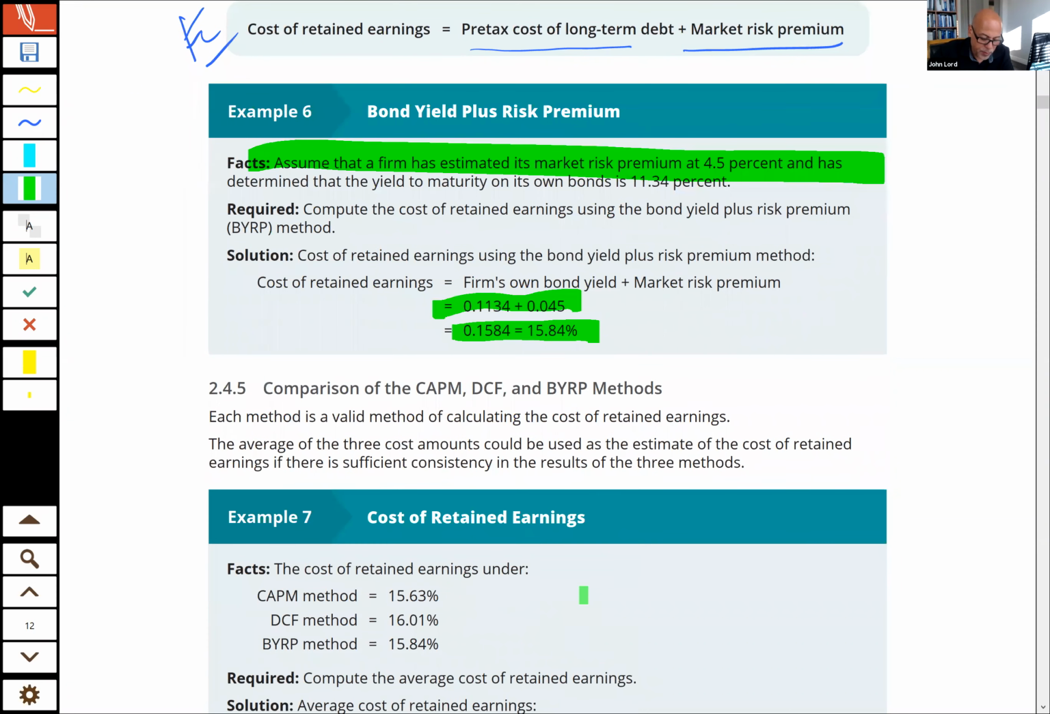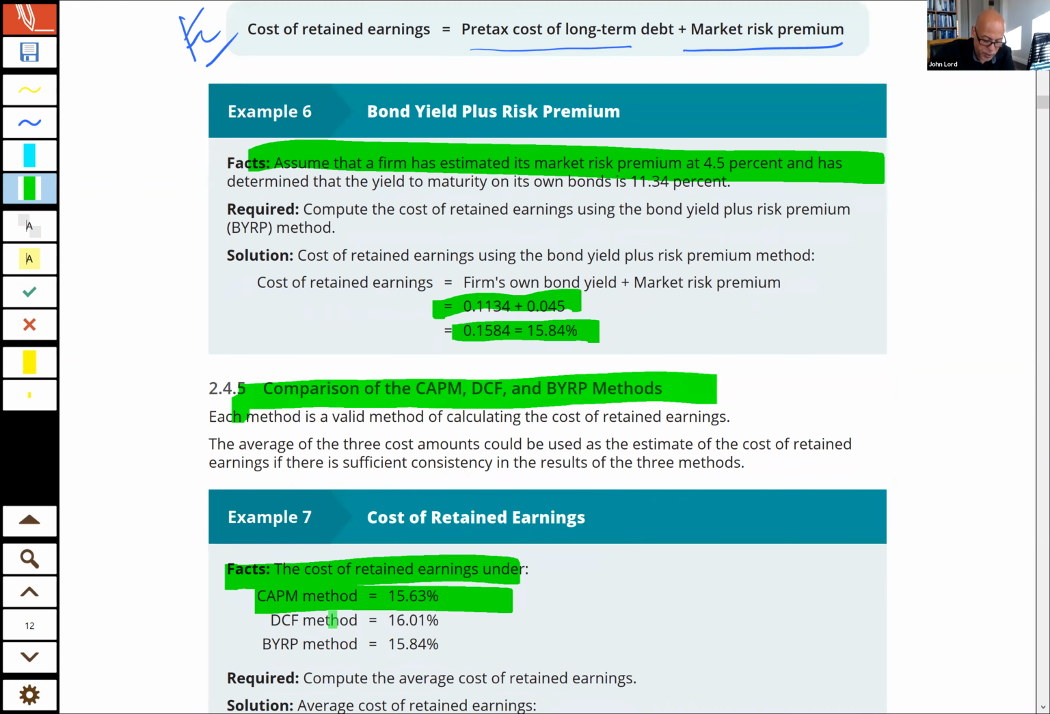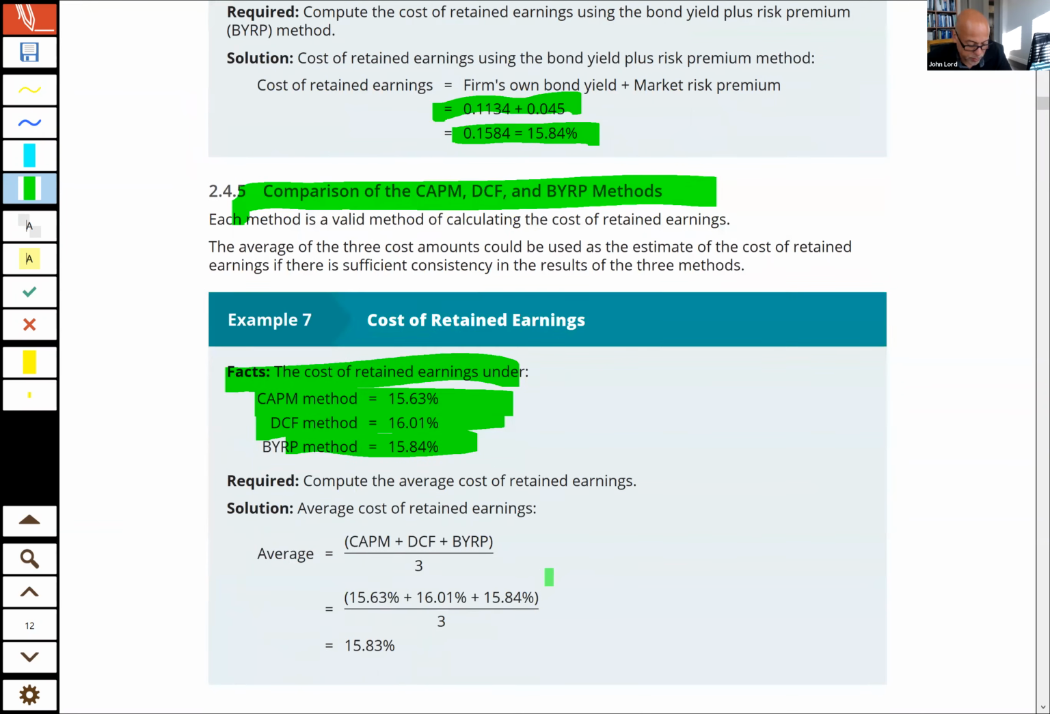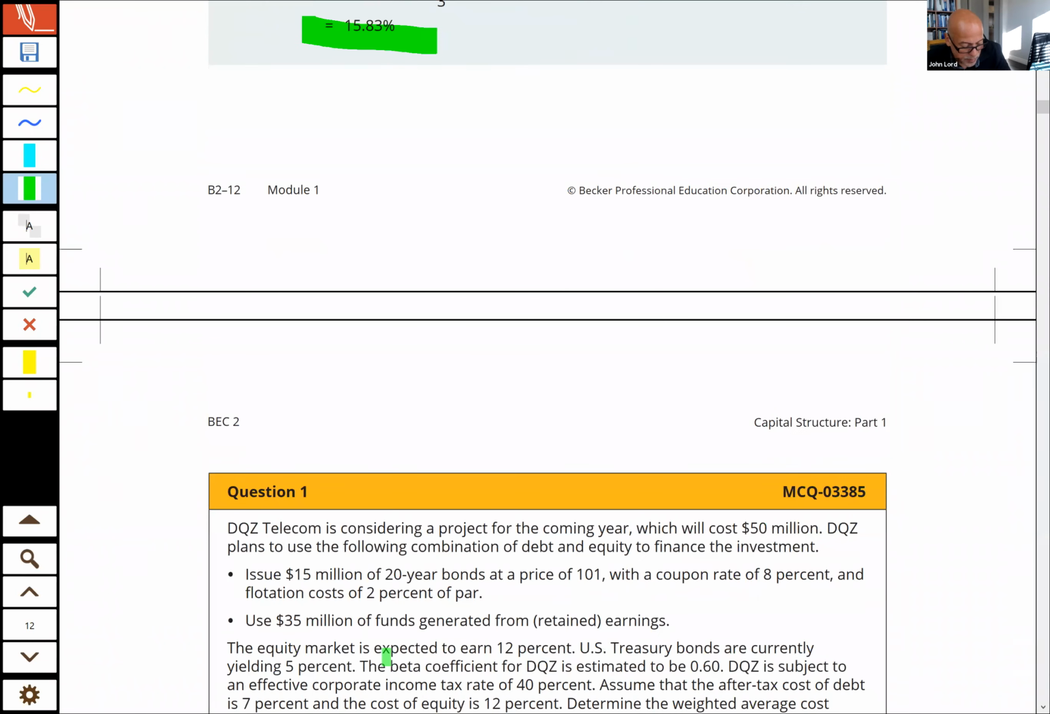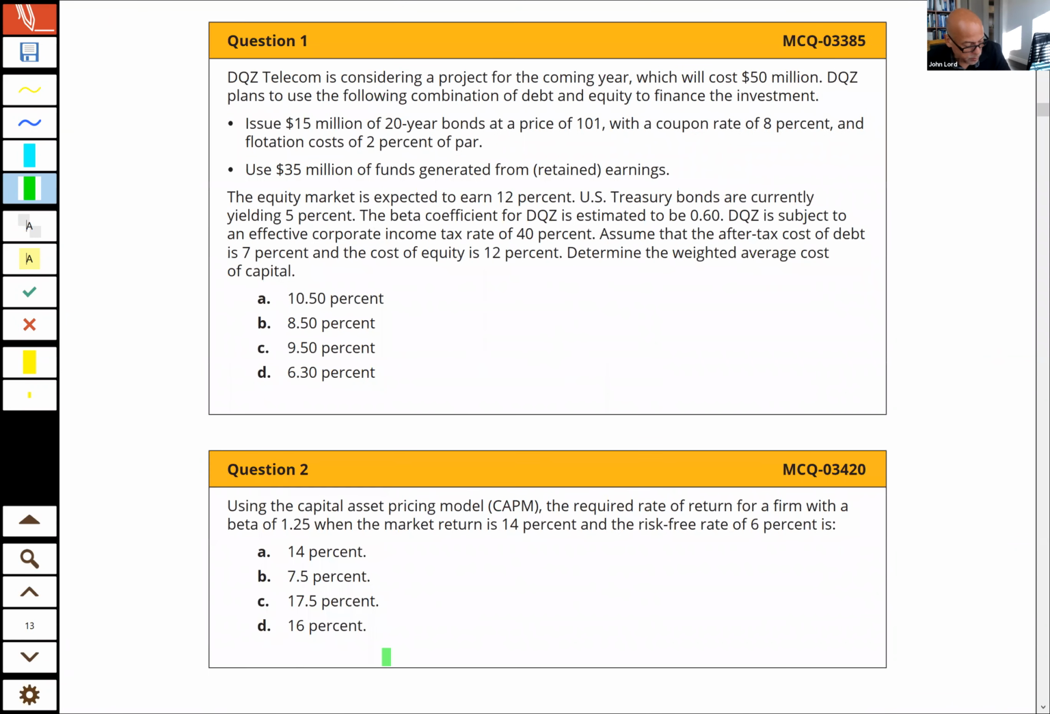Okay, and then you could come up with a cost of retained earnings by taking all three methods, and you see the numbers that we got from the previous examples, dividing that by three. Why by three? Because there's three numbers in the numerator to get the average cost of your retained earnings. Okay, all right, good. Not too bad. Let's take a look at a couple multiple choice questions.